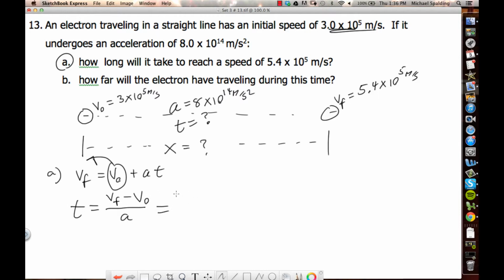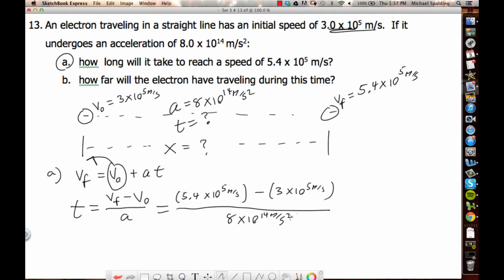So this equals, so V final is 5.4 times 10 to the 5th. V initial is 3 times 10 to the 5th. And then our acceleration is 8 times 10 to the 14. Okay, and then this gives us an answer of 3 times 10 to the negative 10 seconds. Not too bad. The only hard part is dealing with the powers of 10.